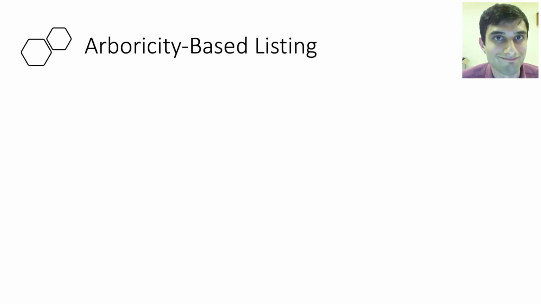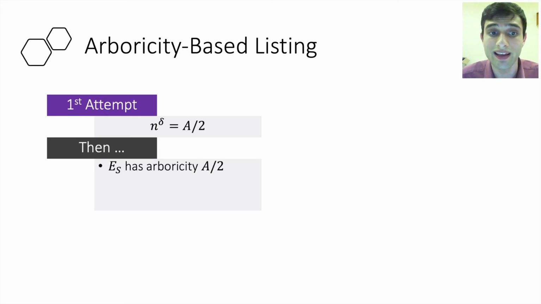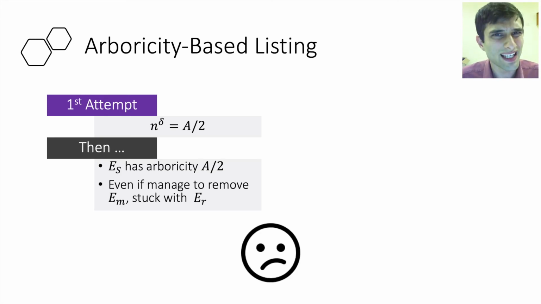So how do we get the algorithm LIST? Well, what does it do? It wants to take an input graph and give you a graph with half the arboricity. So let's run the decomposition with n delta equals A divided by 2. Then yes, we'll get ES with half the arboricity. But even if we manage to take care of EM and list all the KP involving EM and throw EM out, we're still stuck with ER. So what do we do with ER?